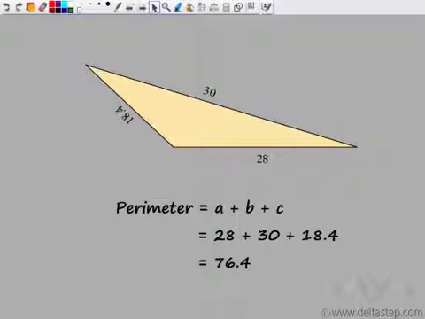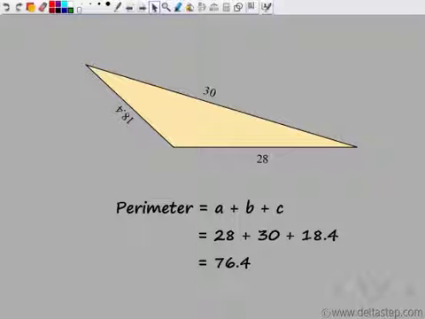Now in general, perimeter can be given as the sum of the three sides. If I have a triangle with sides A, B, C, the perimeter is A plus B plus C. For any triangle, the sum of three sides is the perimeter. Here one side is 18.4, the second is 28, the third is 30. So perimeter would be 28 plus 30 plus 18.4, which is 76.4. That becomes the perimeter of this triangle. Now he has found how much tape he needs.